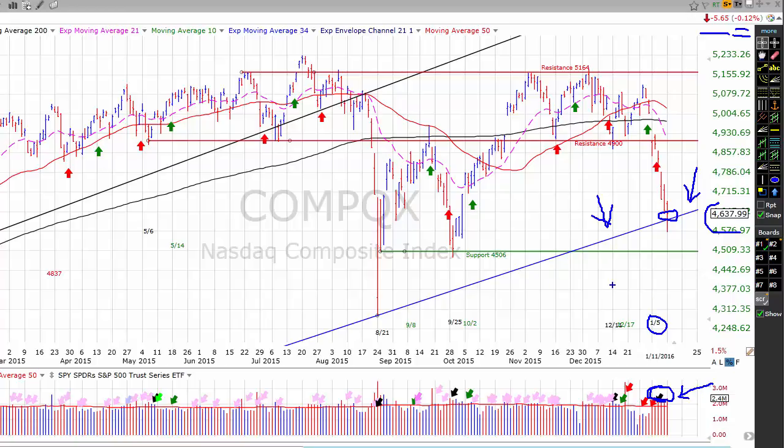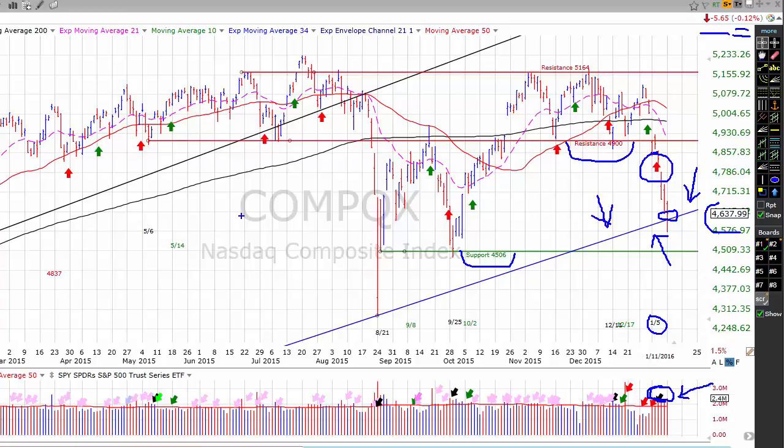Right now, we are bracketed by support at this trend line. If we break that trend line support, our next area of support is down here in the 4506 range. We have resistance up here in the 4900 area. According to our market timing system, we are on a sell signal on the NASDAQ composite.